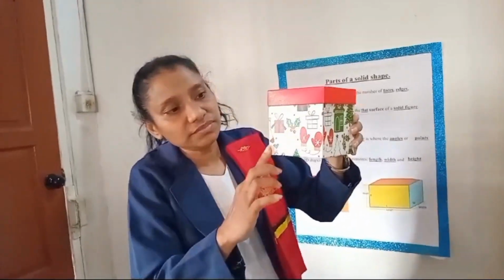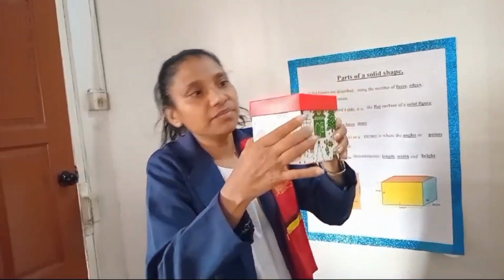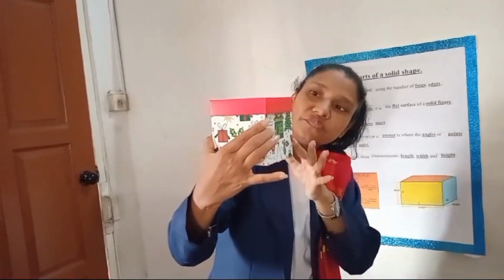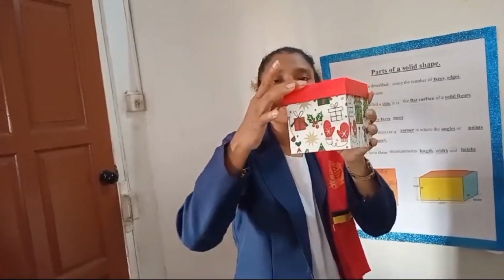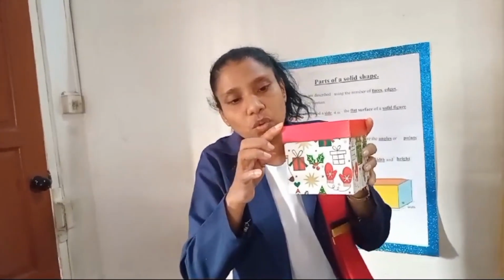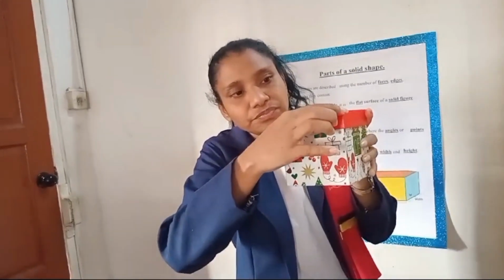Let's go to your edges. We have 1, 2, 3, 4, 5, 6, 7, 8, 9, 10, 11, 12. So you have your 12 edges, and you have your vertices. So we have those points. 1, 2, 3, 4, 5, 6, 7, 8. So you have them there.